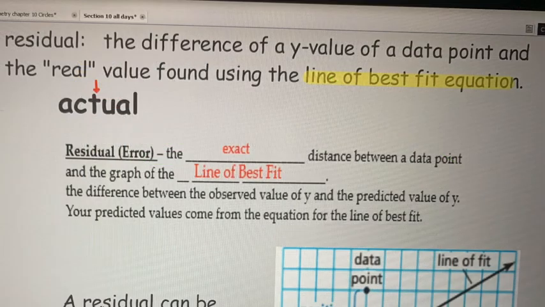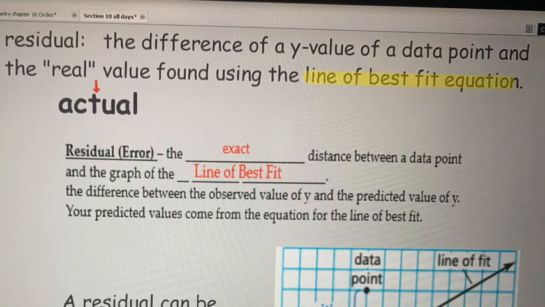Okay, so what is a residual? A residual is the difference between the y value of that data point and the real value that we would find using the line of best fit. So that positive, negative, and 0 that I was just talking about is called the residual error, the exact distance between a data point and the graph of the line of best fit.